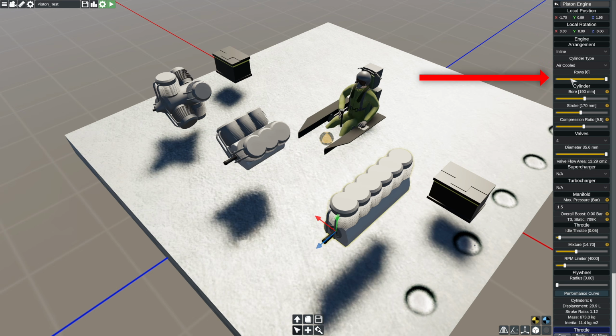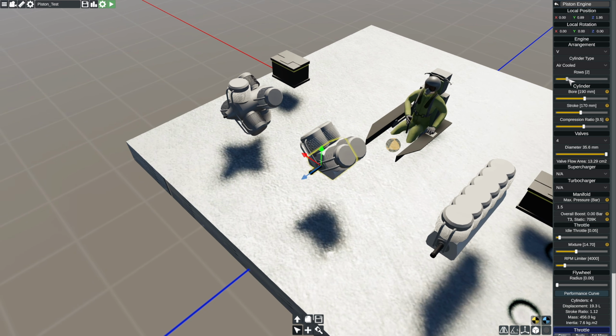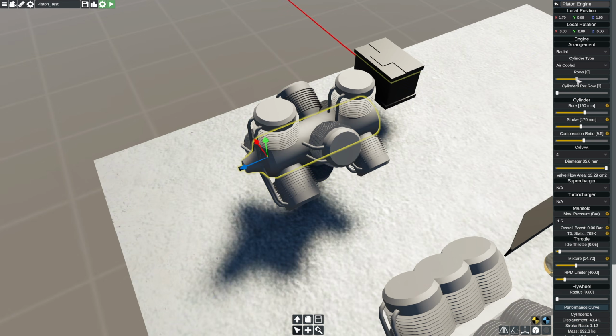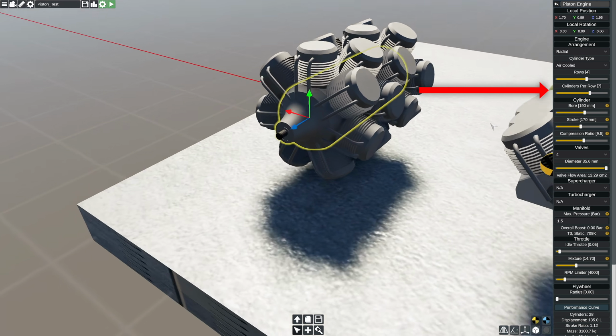The rows setting changes the number of rows of cylinders your engine has. More cylinders will make a more powerful engine. You can also adjust the number of cylinders per row for radial engines.